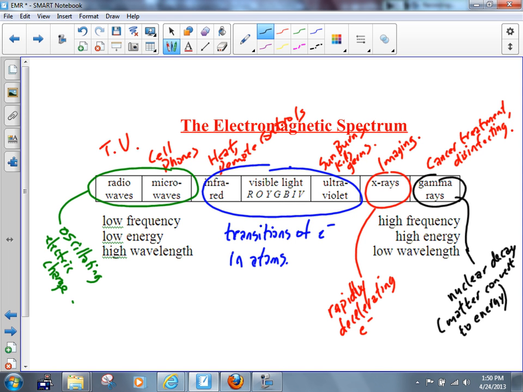I used to teach all the different frequency ranges, all the different wavelength ranges, and then it occurred to me there's no reason why we have to memorize all of those. We only need to memorize 3 of them. Here's why.